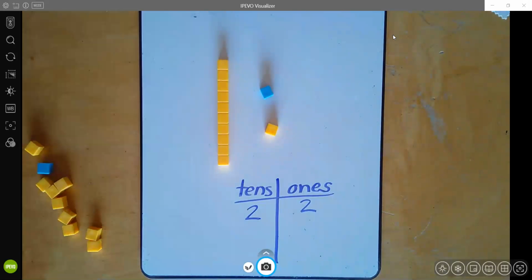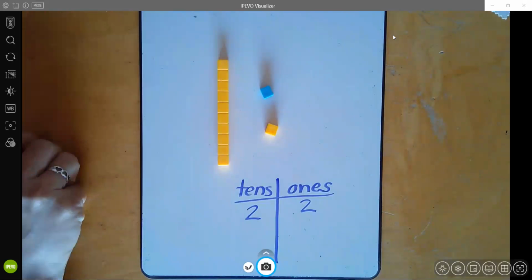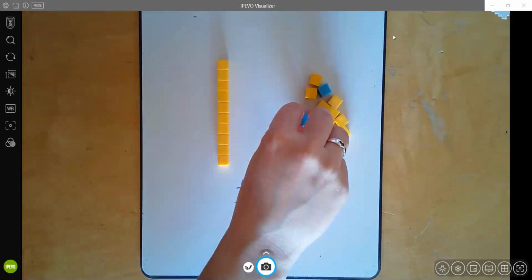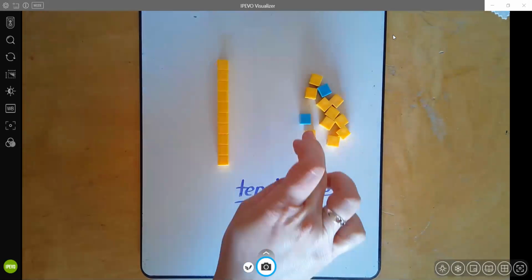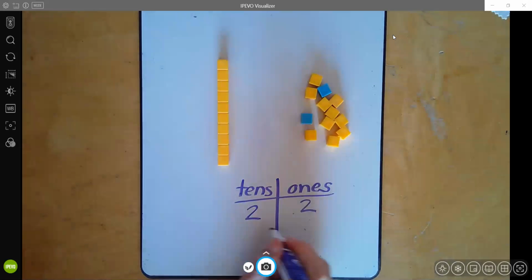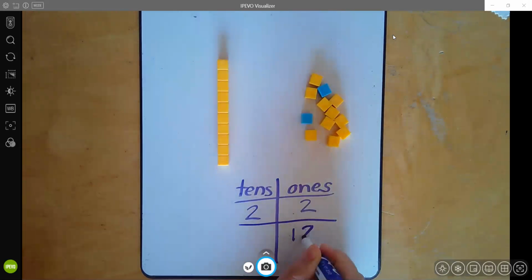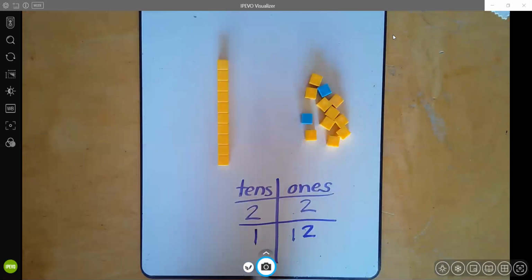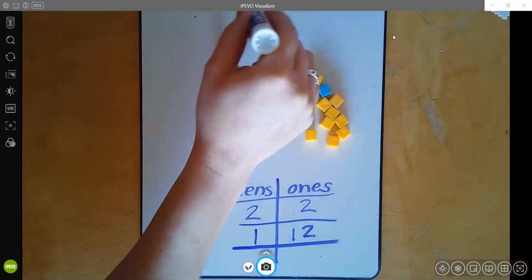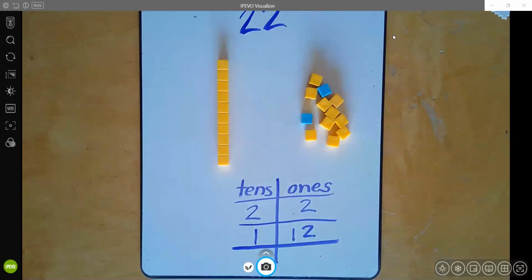Nice. So I'm going to trade this in. And so now I'm going to put these guys over here in the ones place. This was 10. Okay, and these 2 more, I can count on 10, 11, 12. So now I have 12 ones. And I have 1 10. Now I can show one more way to represent this number, which was 22 to start off with.